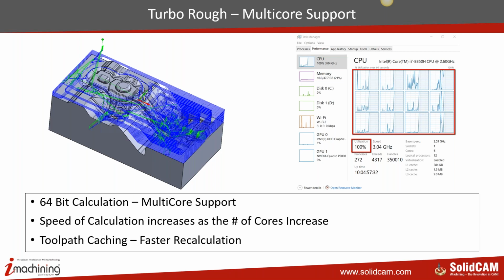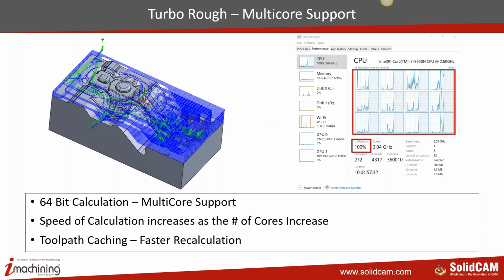The calculation speed here will definitely go up as your number of cores increase or your logical processes increase. So if you're working on a 4-core and you take the same part and try to calculate it on a 6-core, it'll be much faster. You go on an 8-core, it'll be even faster. 12-core, 16 core, so on, it'll be much, much faster as you start increasing your cores and the logical processors, of course. We also do what we call as a toolpath caching.